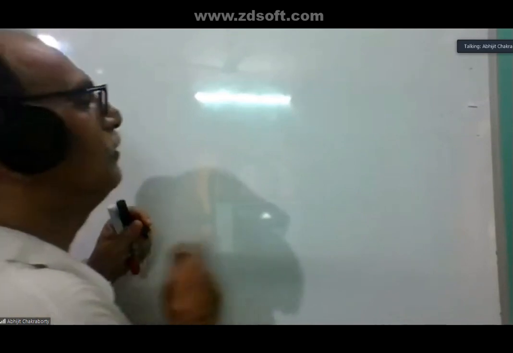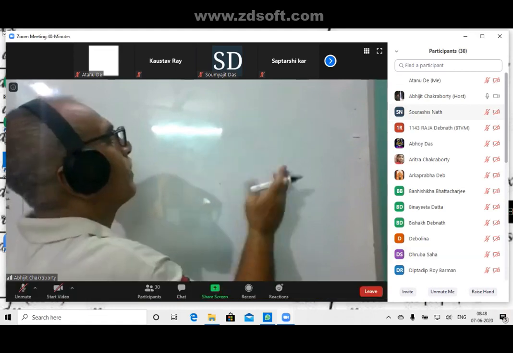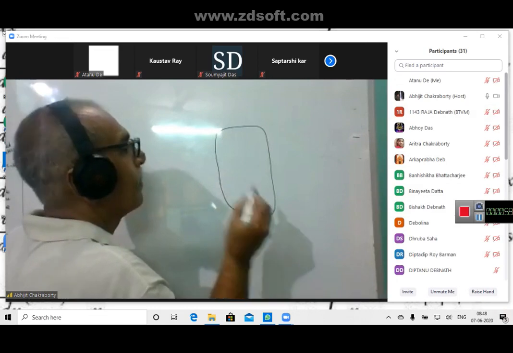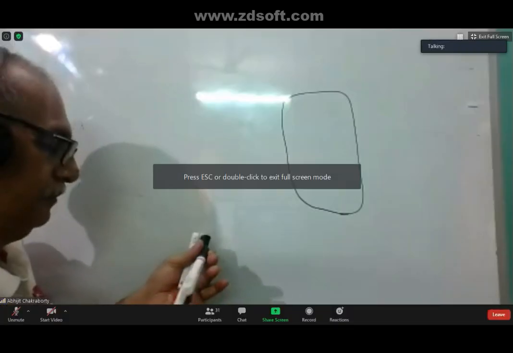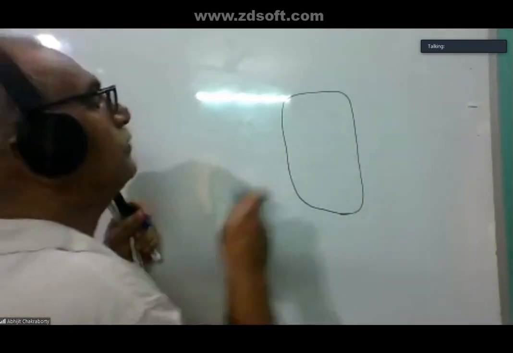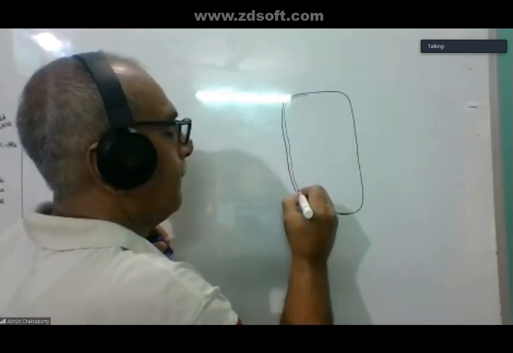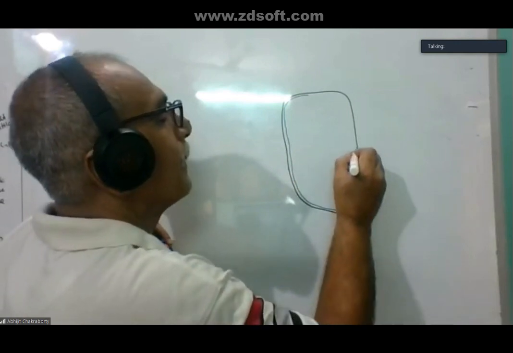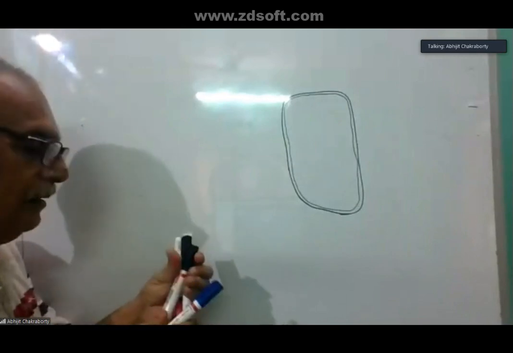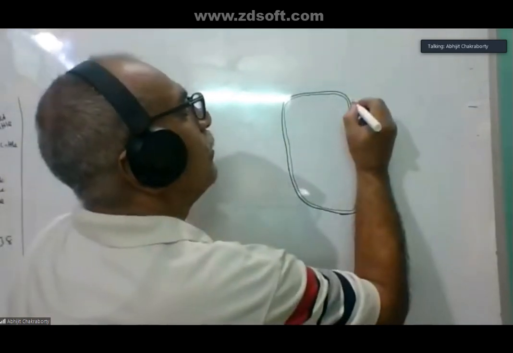Now you see, what we did on the last day. This is a cyanobacteria. This is the cell membrane, and the black one is the cell wall, and outer to the cell wall.